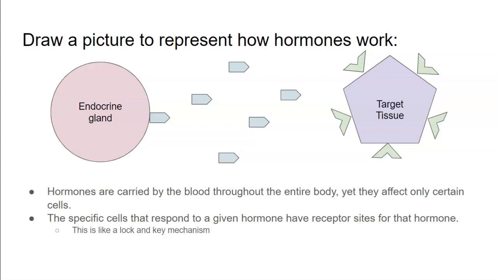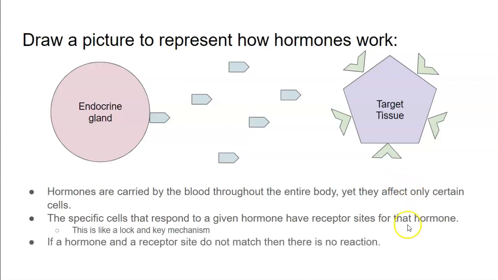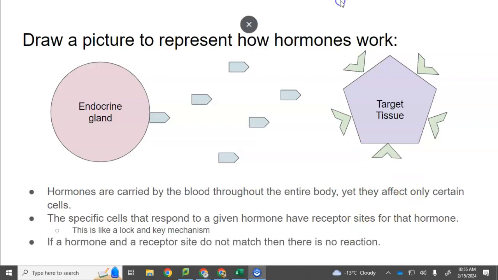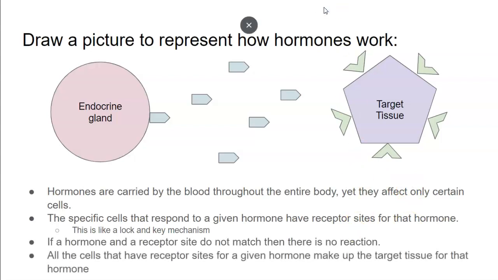It's very much designed to be a lock and key mechanism, meaning only one key can open the lock. If a hormone does not match the receptor, then what ends up happening is there's no reaction. And all the cells have receptor sites that do this for target tissue. So in your notes, you're going to draw this picture and then just kind of quickly, briefly fill out the blanks below. So fill out this picture in the space given, and then fill in the blanks here.